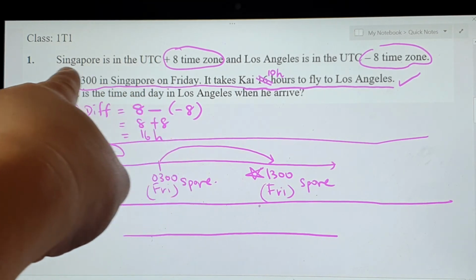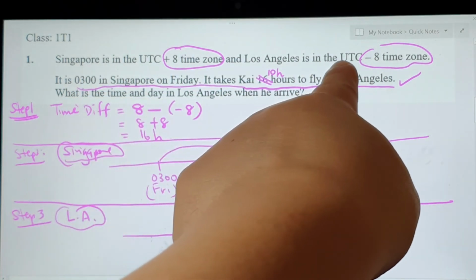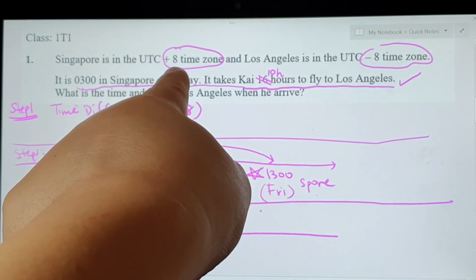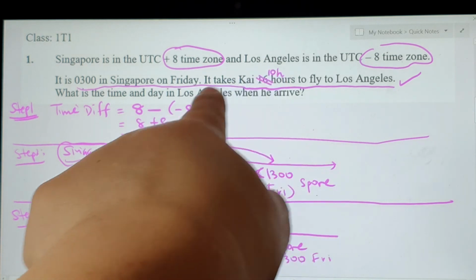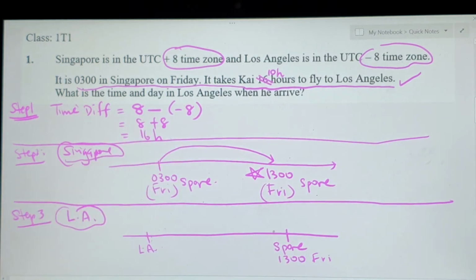We see that Singapore is plus, right? Then Los Angeles is minus. That means Singapore time is faster than Los Angeles. So what do we do? This will be Singapore time, and it's 1300 hours on Friday. We are faster, right? We are faster than Los Angeles. So Los Angeles, the time is behind us. By how many hours? 16 hours.